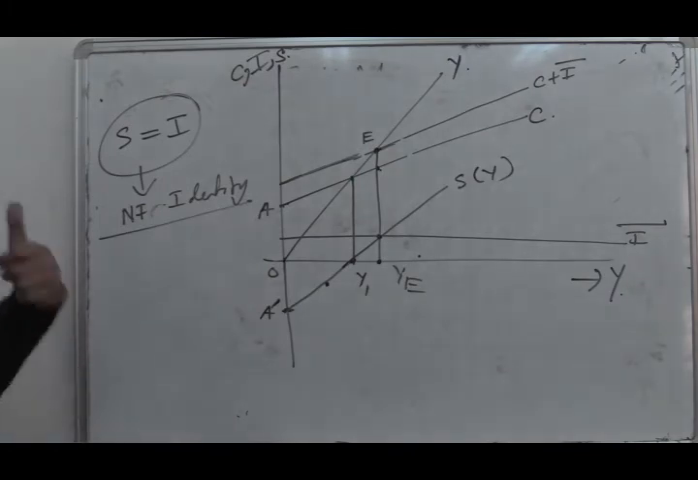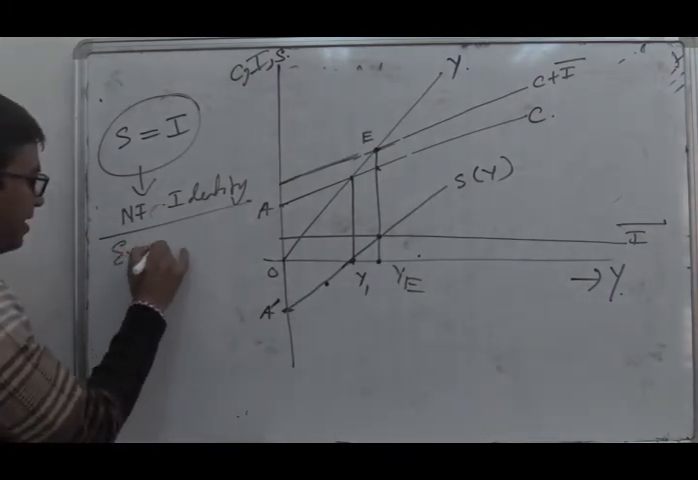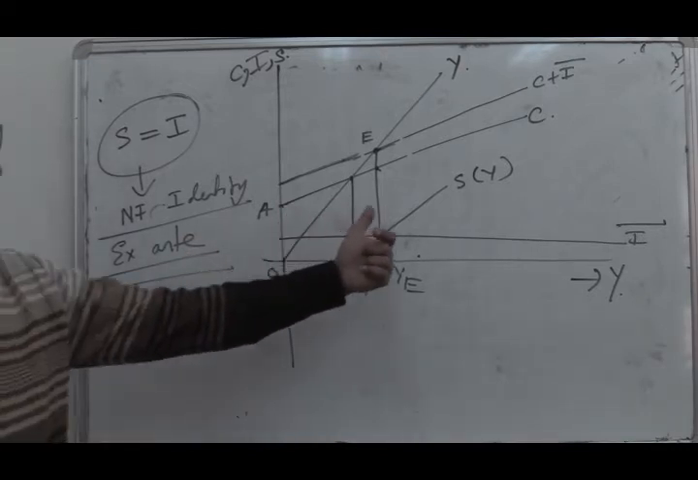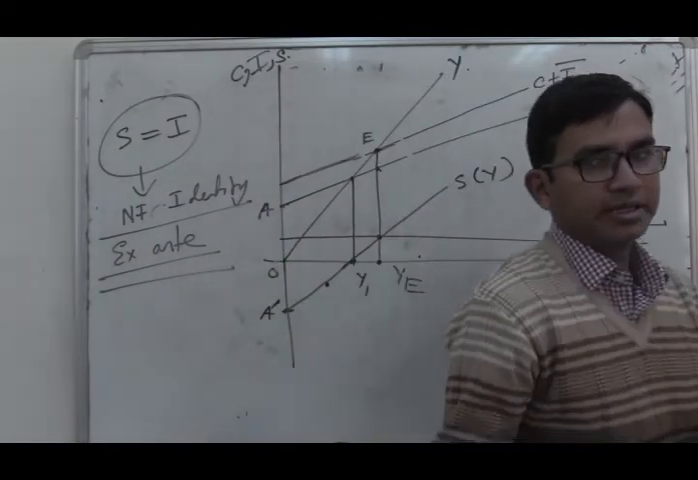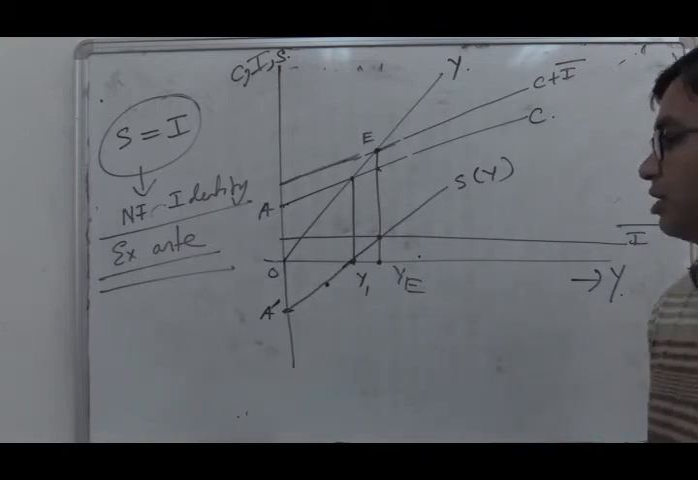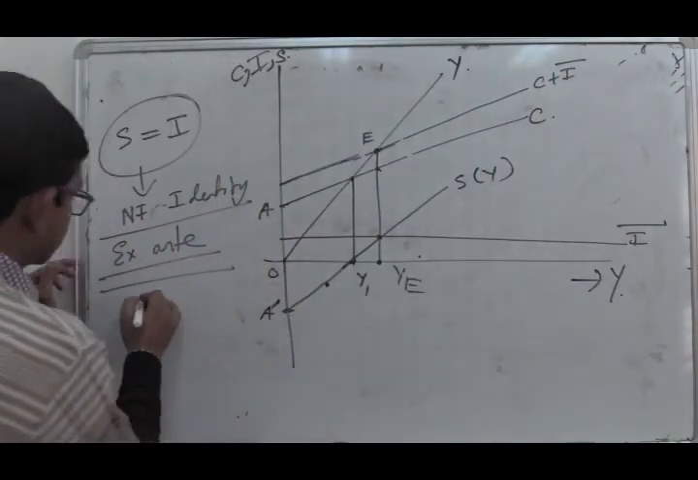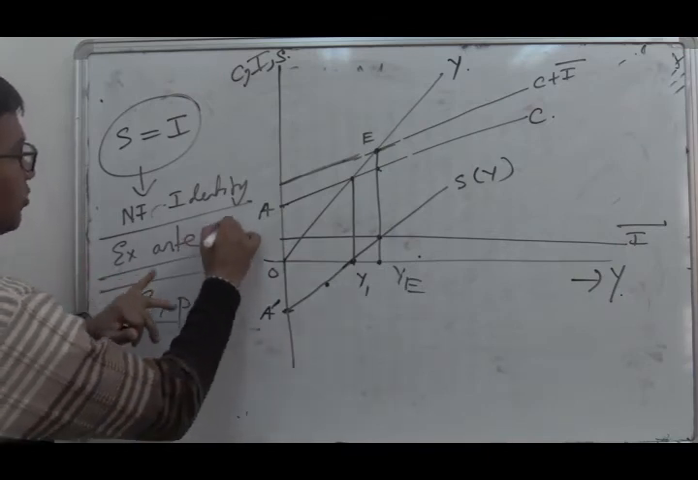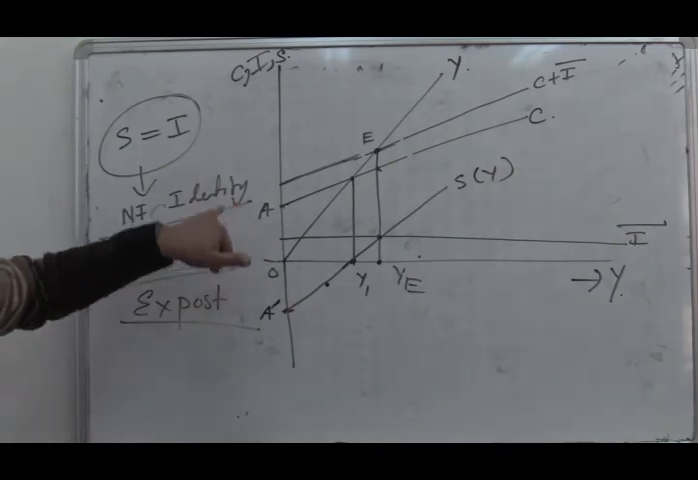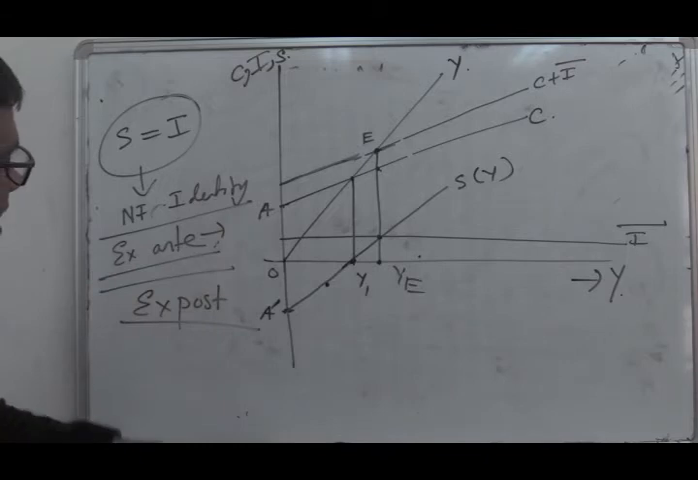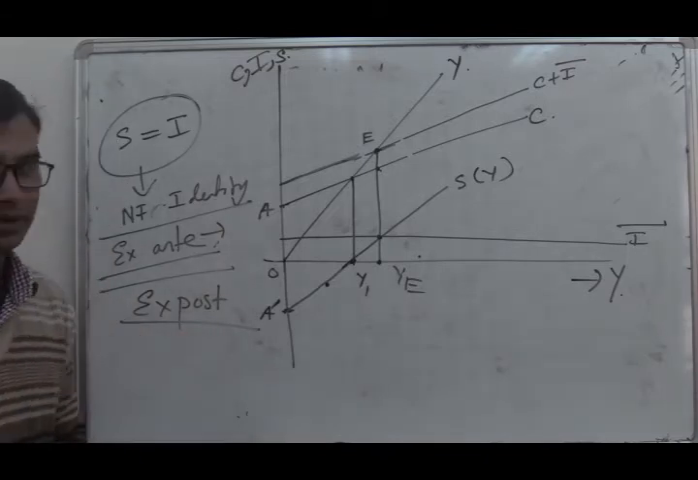So remember that this is an ex-ante concept. If we consider this my planned investment, and this my planned saving, they are exactly equal at the point of equilibrium. But if that does not happen, what shall we do? There comes the problem of ex post. Ex-ante means what ought to be, or what is planned, what should happen. And ex post means what actually happens.